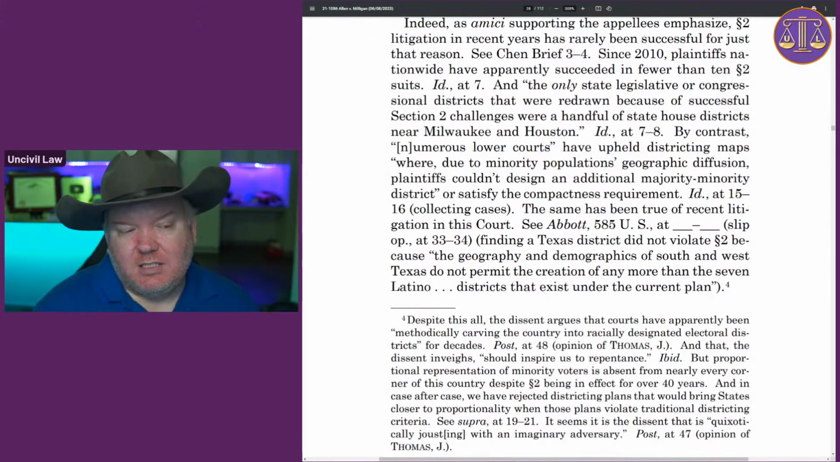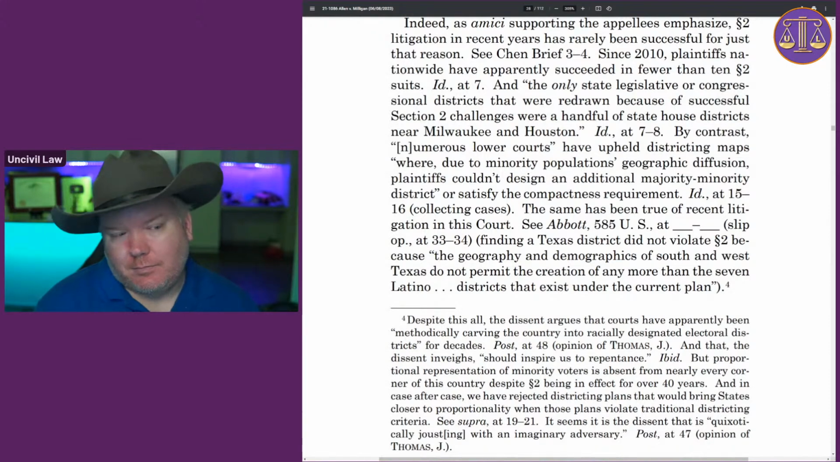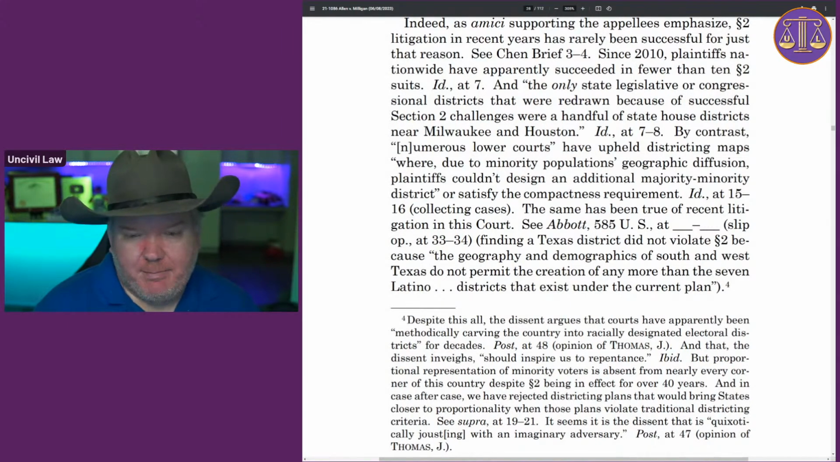So, as black people became less geographically concentrated, it became harder and harder to draw those districts in a way that satisfied traditional criteria. And so a lot of people sued, but the alternative maps looked like nightmare fuel. So we're not going to let you have the nightmare fuel. That makes sense. I buy that.